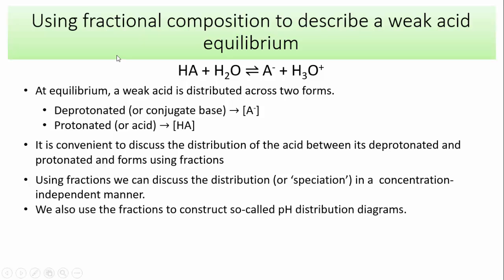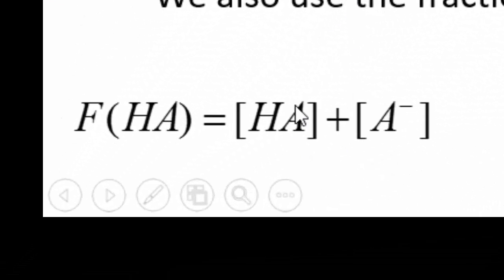And we'll also see that we can use those fractions to construct what are called pH distribution diagrams. We have these two concentrations, the concentration of the protonated and deprotonated forms. And of course, if we add those two up, they will be equal to what's called the formal concentration of that acid, or the total concentration that exists there.